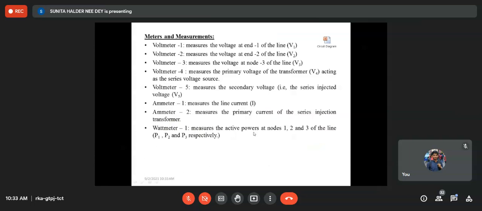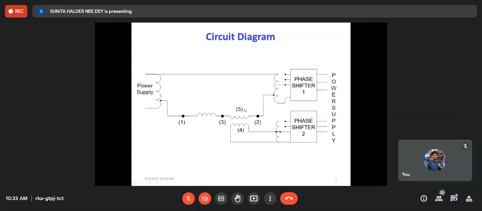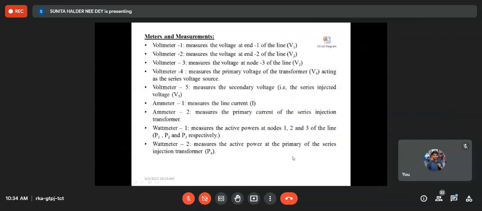Then a wattmeter is required to measure power at every point. At the same time, a wattmeter is required to measure power at the primary side of the transformer. You must remember the same current is flowing through points 1, 2, 3, so we can use the same wattmeter, only changing the voltage terminal, to measure the power. But for P4 and P5, we have to set another 2 wattmeters, because for P4 the current is different, and if we want to measure P5, then the voltage is different. The voltage is between 2 and 3. So actually 3 wattmeters are required.